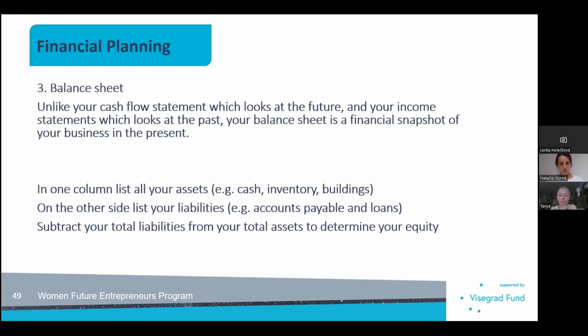And the last statement is the balance sheet. The balance sheet shows our assets and liabilities. Regarding our assets, it's in fact our cash, what we have, then our inventory, our buildings. And on the other hand, we have our liabilities that are covering our assets.